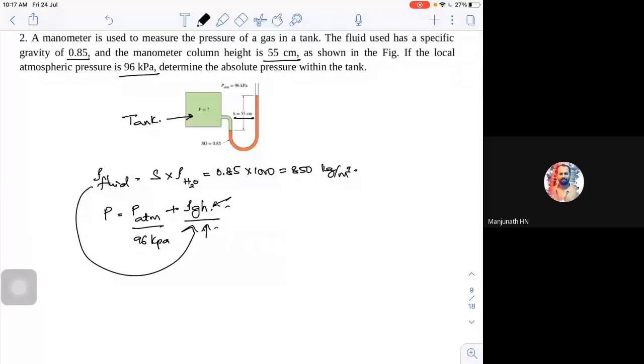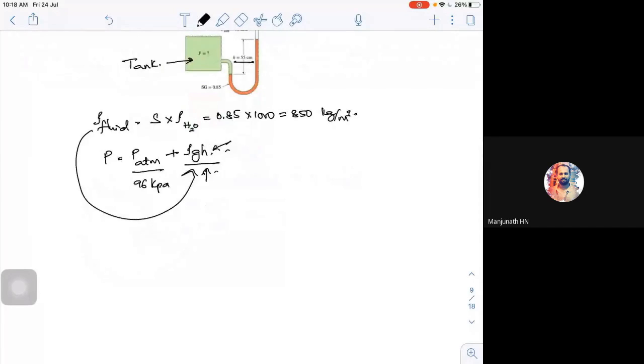Okay, so what will be the gauge pressure? If I want to get the gauge pressure, it is P absolute minus P atmosphere, which is only your rho g h. If I do that, I'll get my gauge pressure. Suppose I calculate it: 96 plus 850 into 9.81 into 0.55, so roughly I may get around 100 kilopascals. So 100 minus 96, around 4 kilopascals will be your gauge pressure.